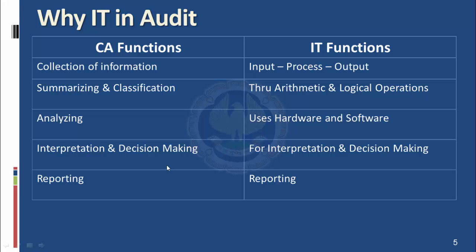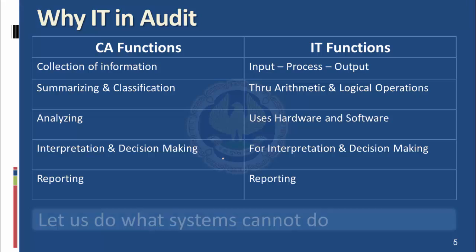Now this arithmetic and logical operations in IT is carried out by hardware and software. Hardware and software can handle huge amounts of data accurately and can store it for future purposes. Whereas when it comes to manual functions, we have certain limitations in holding the data, holding the calculations and so on. Also, IT is now capable of interpretation and decision making. For the purpose of interpretation and decision making, we use artificial intelligence in IT function. And reporting also uses artificial intelligence.